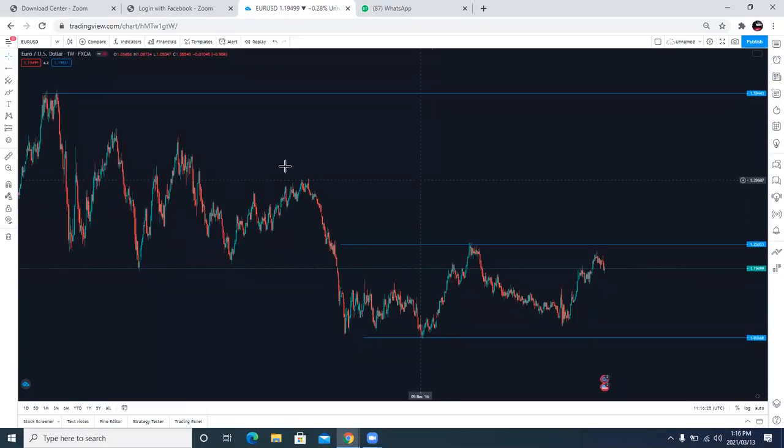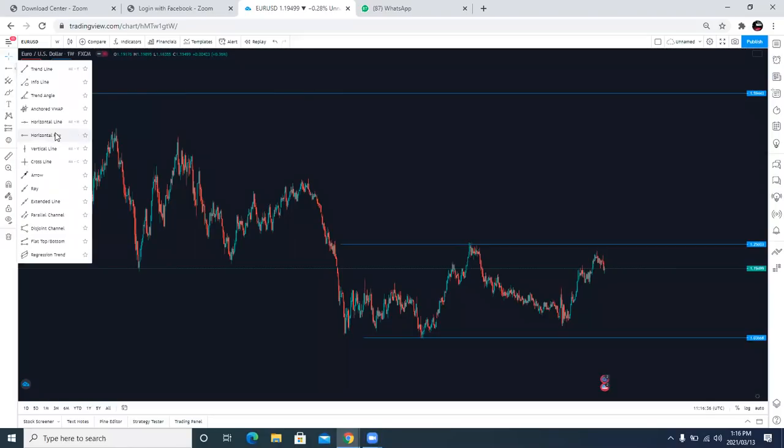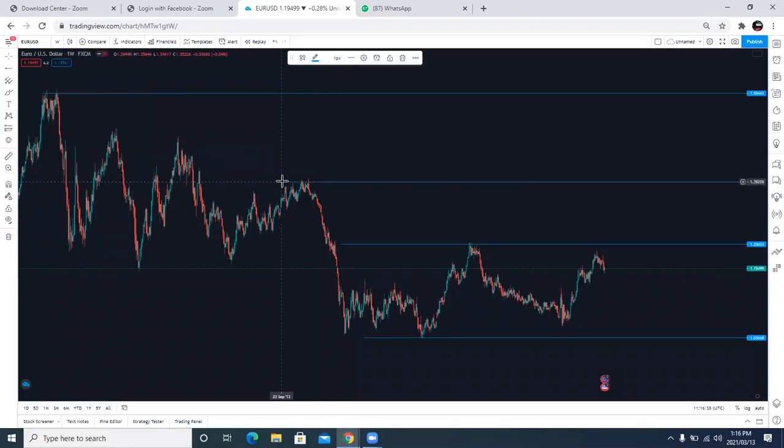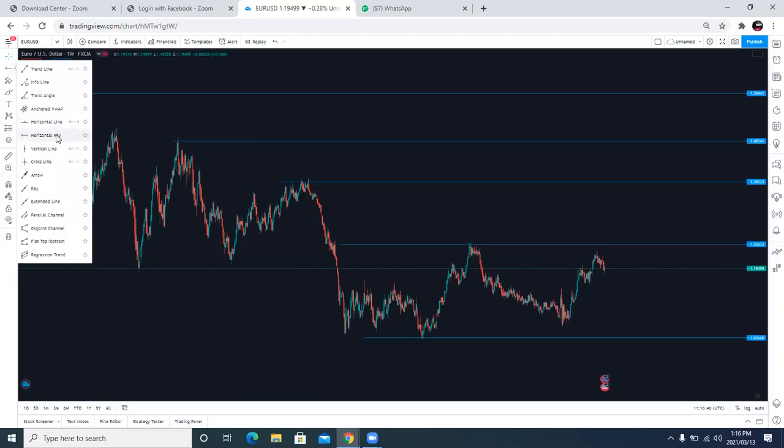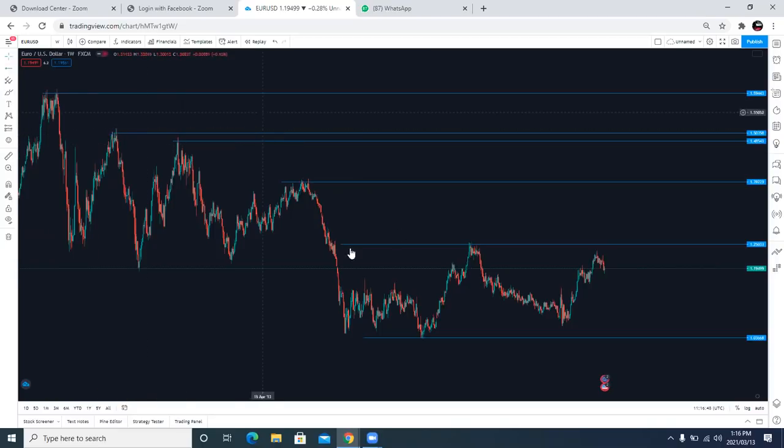Okay, you see, guys, we have a horizontal ray on the upper level of the whole structure. And again, you need to understand that we have important levels in the market. This is an important level. So each and every level at which the market sells something, you need to highlight those levels. They're important levels in the market because the market reached those levels and something happened.